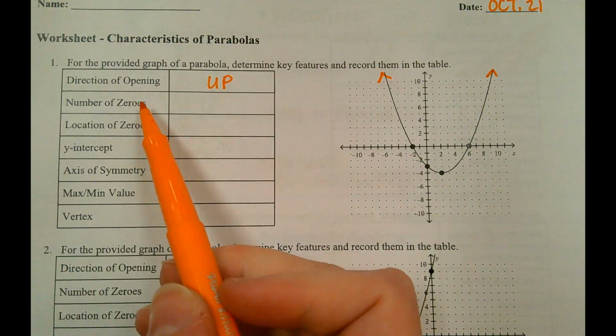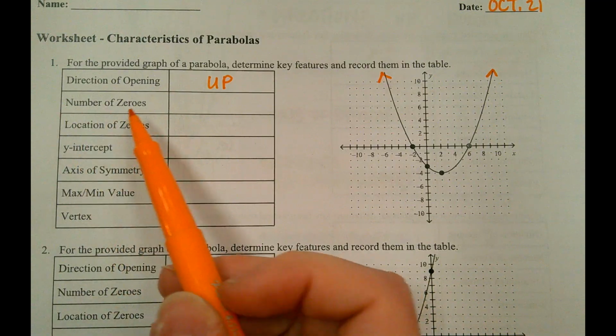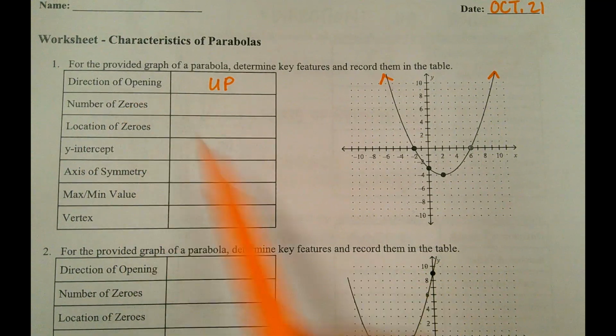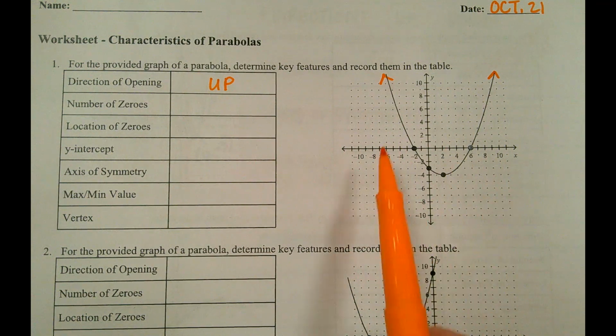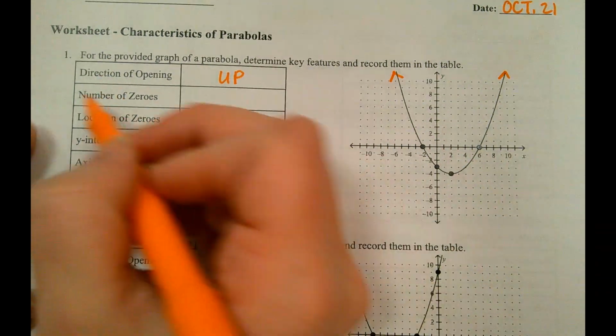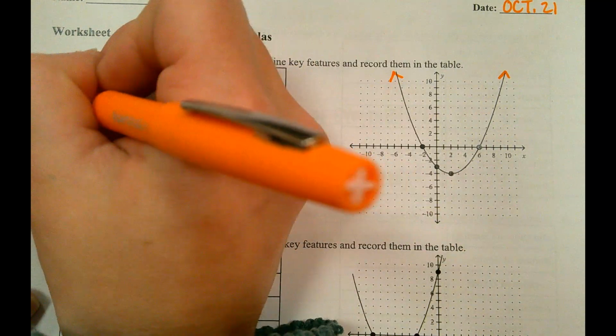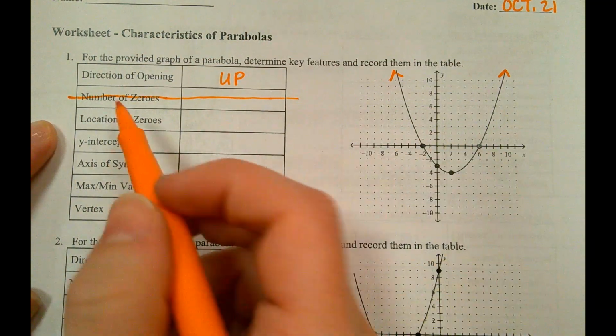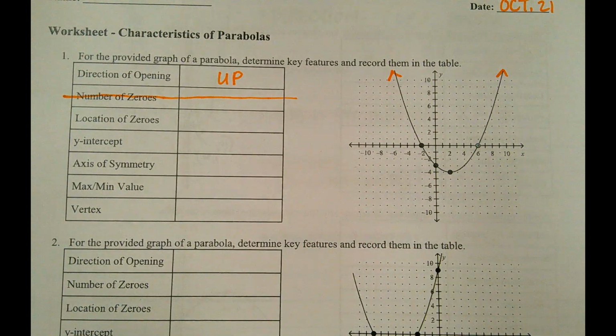Now, we didn't talk about this next thing. It says number of zeros. That just means how many times does it cross the x-axis. I won't be asking you this in the future, so you can cross this out. The answer would be 2. There's 2 zeros, but I won't be asking you this. You don't have to know it.